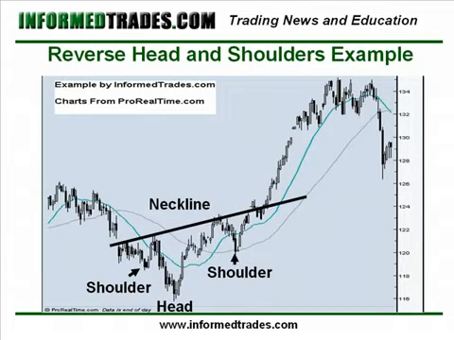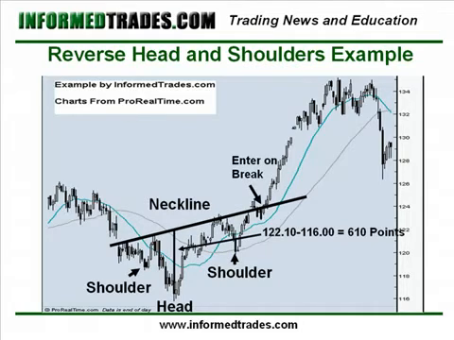Okay, so the reverse head and shoulders is basically the mirror image, the opposite of the head and shoulders. We also are going to get our projected target by measuring the distance from the head to the neckline. We enter on the break there of the resistance this time, since we're flipped upside down. Project our 610 point target from the break of the resistance line or the neckline there, and then put our stop loss just above the right hand shoulder there, as that is considered the nearest support level.